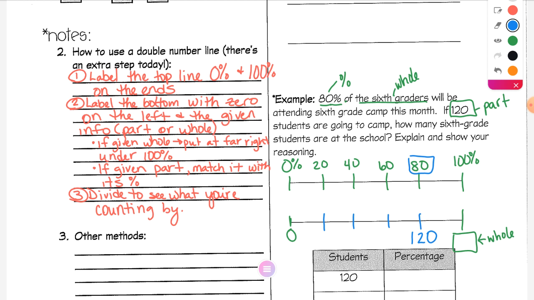So next, we have to divide to see what you're counting by. How can I divide to see what I'm counting by on the bottom? See how many points with marks there are? Okay, see how many sections are between 0 and 120. So I count them like this. 1, 2, 3. There are 4 sections. All 4 of those sections equal 120. So what division problem could I do to see what I'm counting by?